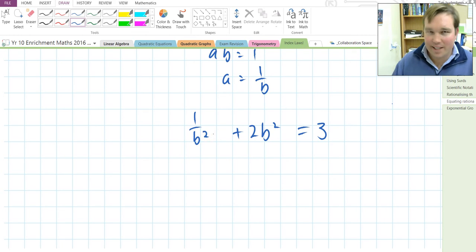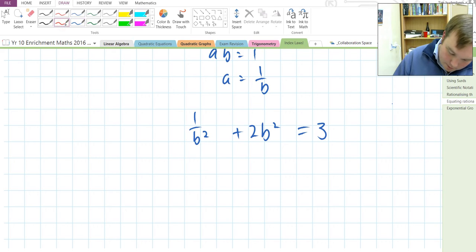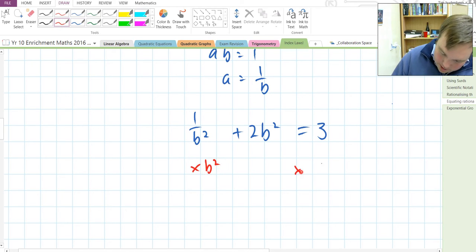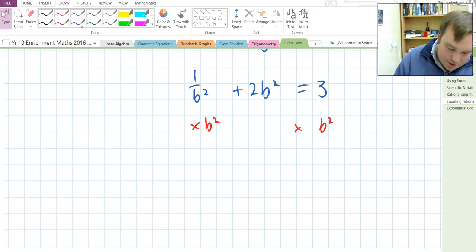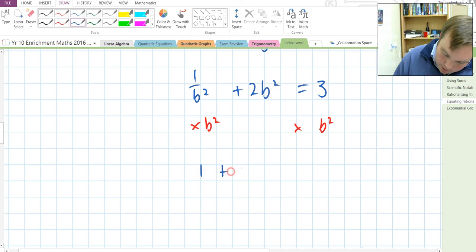Ugly. We feel like it's a bit of a quadratic, but there's that 1 on b squared we don't like. So we're going to multiply both sides by b squared to get it on a single line. If you don't know what to do, getting rid of the fraction is a very good way to start. So if we multiply everything by b squared, we get 1 plus 2b to the 4 equals 3b squared.